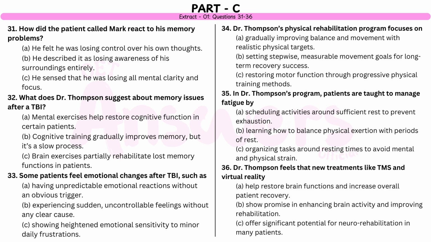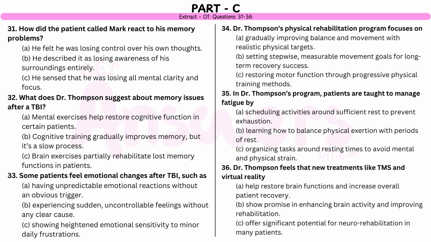For example, we encourage the use of external memory aids like smartphones, calendars, and notes, which can help patients keep track of important information. Mark, for instance, found that setting reminders on his phone for even simple tasks helped him regain a sense of control. In more severe cases, we introduce cognitive rehabilitation exercises aimed at retraining the brain to improve memory function. It's a slow process, but many patients do see improvements over time.